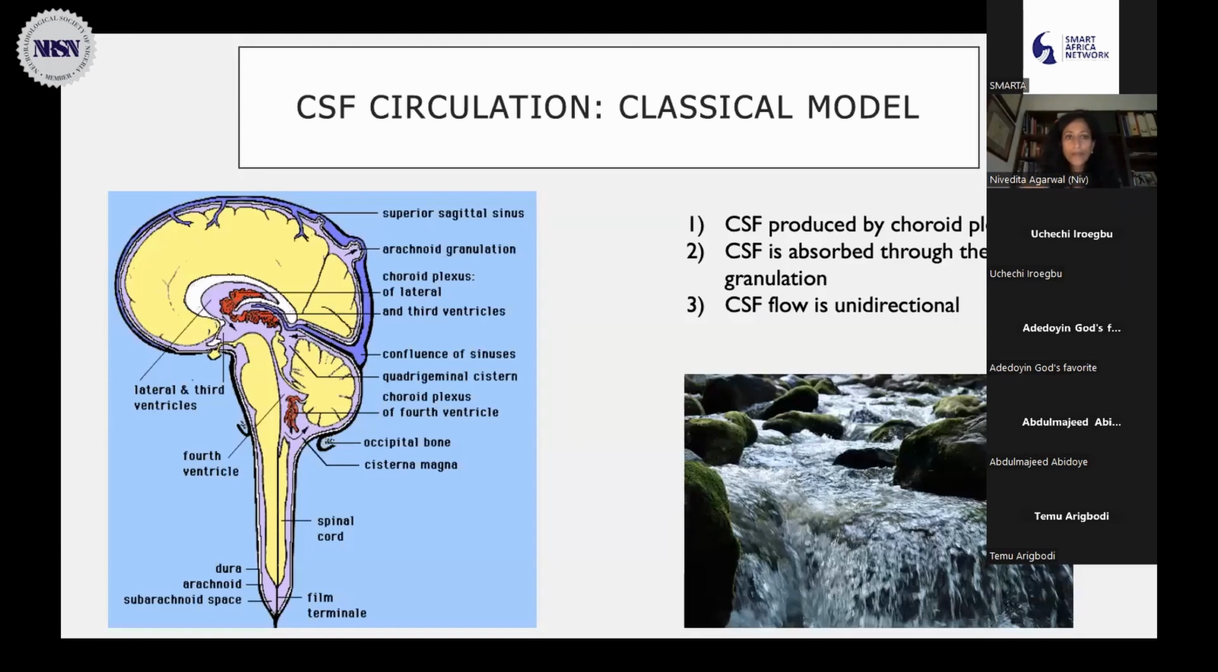Okay. Now, basic, everybody knows about this, right? The CSF circulation, the classical model. CSF is produced in the choroid plexi. It moves out down to the aqueduct of Sylvius. It goes out to the subarachnoid space, and part of it goes to the spinal fluid. It's a one-way flow. It's directional, unidirectional, and so far, so good.